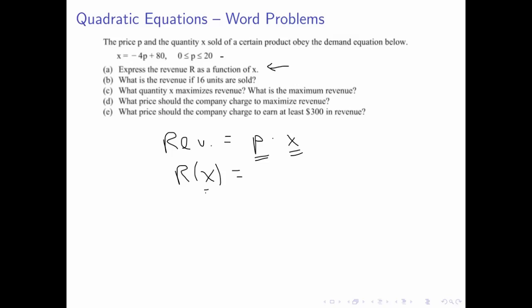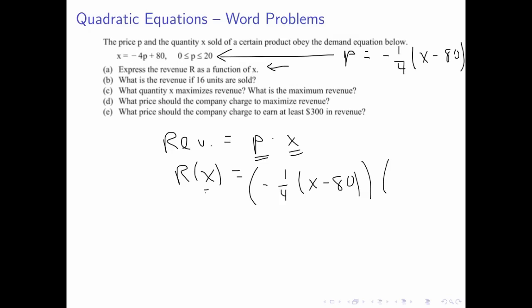In order to do that, I need to know what price is in terms of x. So this equation that's written as x equals stuff about price, we would need to solve for p so that it's written the other way around. If we do that, you're going to get p is negative 1/4 x plus 80. The way I'm doing that is subtracting 80 from both sides and then multiplying both sides by negative 1/4. So my revenue function then is negative 1/4 x plus 80 times x.